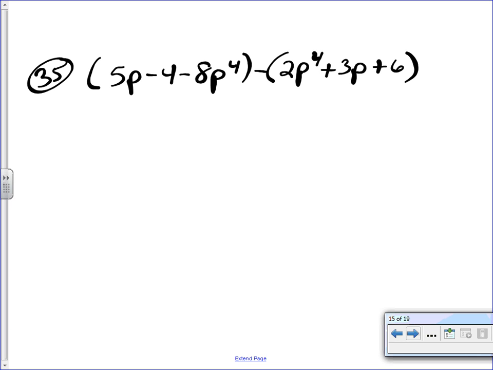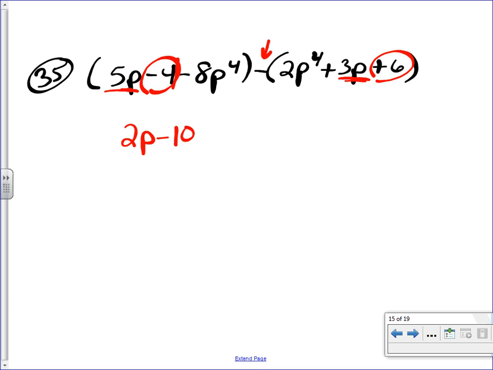Now number 35, we're going to be subtracting these two, and we know that because it says minus right there. So I'm going to subtract this one minus this one. Those are the like terms. They both have p. So 5p, you take away 3p, that leaves you with 2p. We also have -4. We're going to subtract that with 6. So -4 minus 6 would be -10.